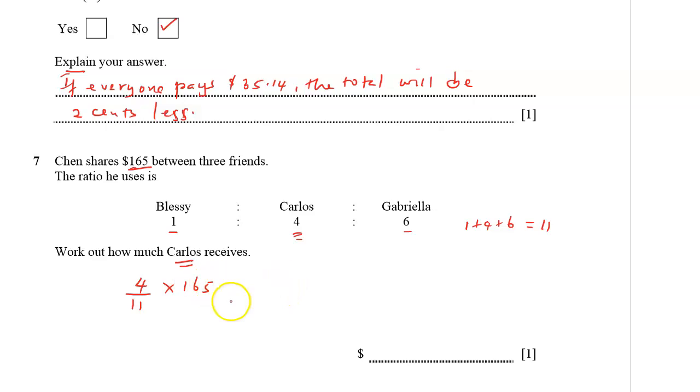Of course, when you divide 165 by 11, you get 15. And 15 times 4 gives us 60. So Carlos gets $60. There we go.